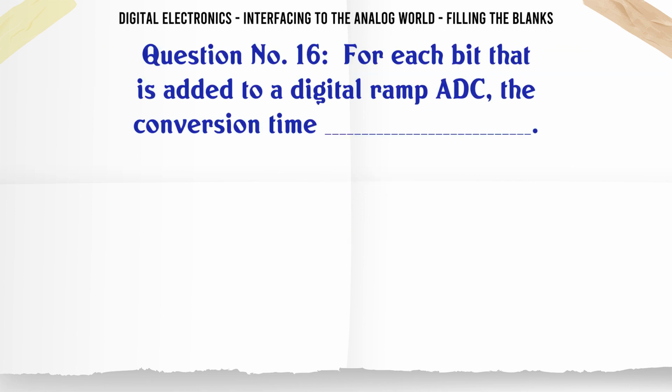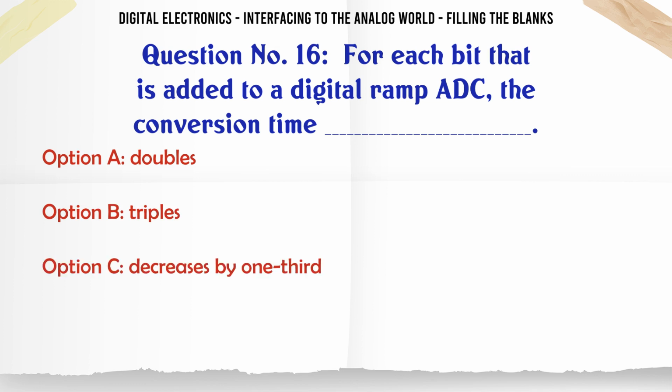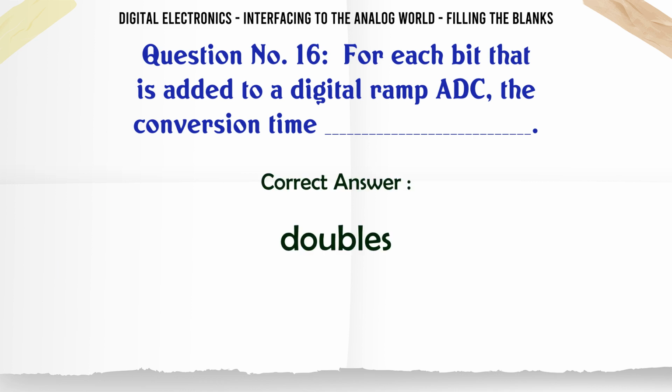For each bit that is added to a digital ramp ADC, the conversion time: A. doubles, B. triples, C. decreases by 1/3, D. decreases by 1/2. The correct answer is doubles.